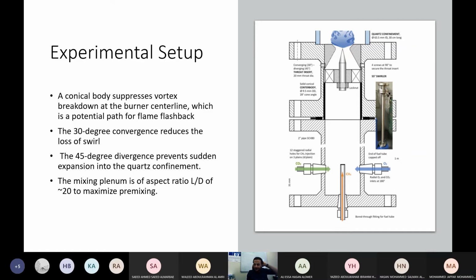Please go ahead, Ali. Yep. And I think I forgot to mention, Doctor, you can see this end here on the top, the conical one, is actually to prevent the swirl losses.